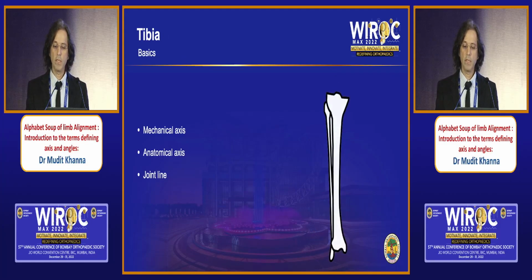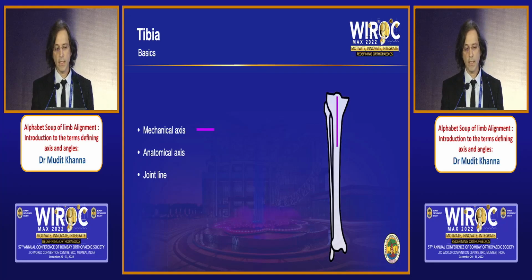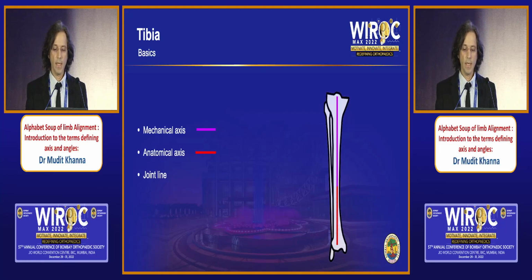When it comes to the tibia, coming to the basics, the mechanical axis and the anatomical axis of the tibia are typically the same, and the joint line makes an angle of 3 degrees of varus.